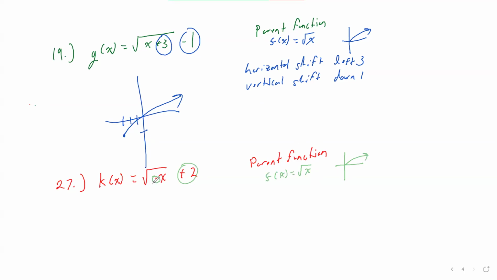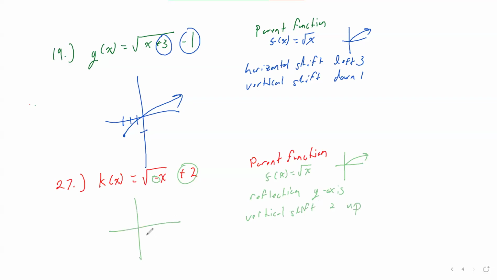But this negative, if you recall from the notes, deals with the reflection. And if the negative's inside the parentheses, it will be a reflection over the y-axis. And then this plus 2 would be a vertical shift of 2 units up, because it does what you think.